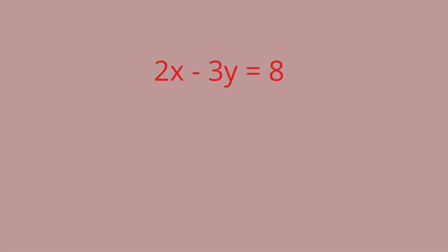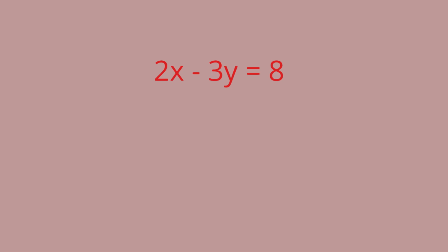Now it's your turn to try. 2x minus 3y equals 8. It's written in standard form. I need you to convert it to slope-intercept form. Please pause the video and work it out, and then you can play the video to check your answer.